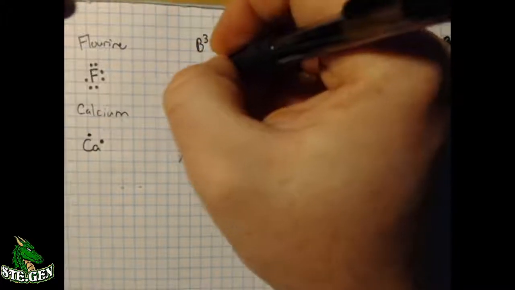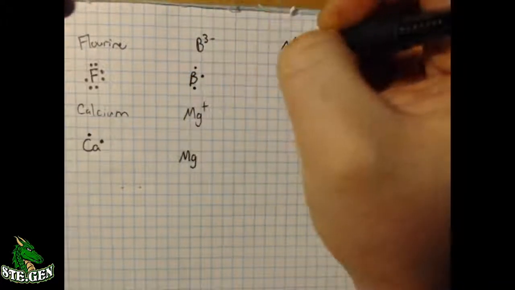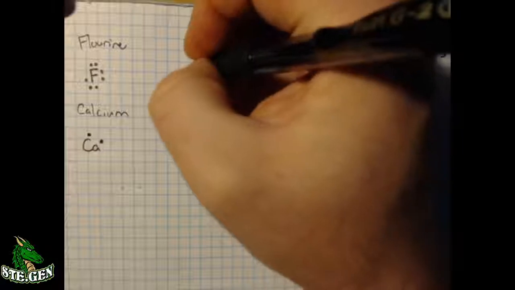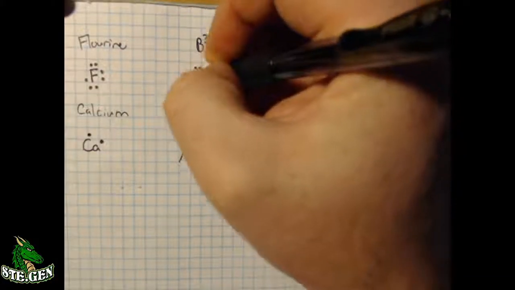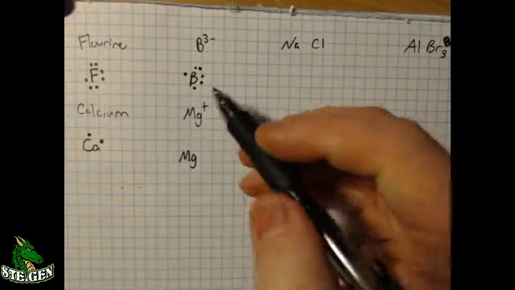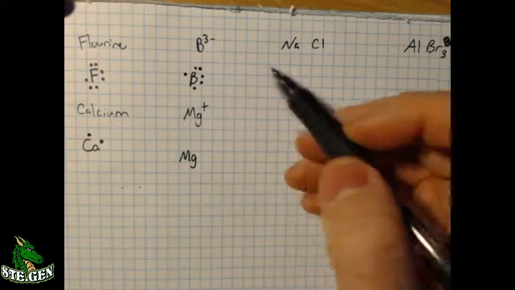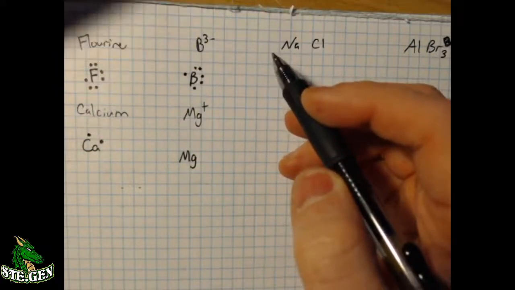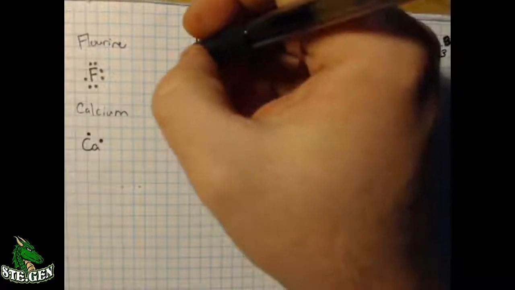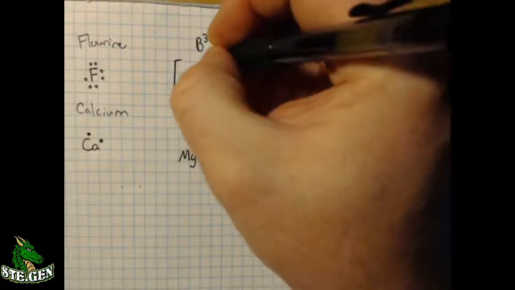So it normally has 1, 2, 3, and then because it has a 3- charge, we're going to add 1, 2, 3 more. So it has a total of 1, 2, 3, 4, 5, 6 electrons. And then because it has a charge associated with it, we're going to go ahead and put the whole thing in a bracket.